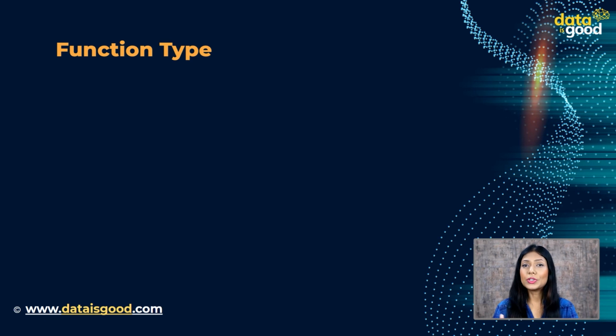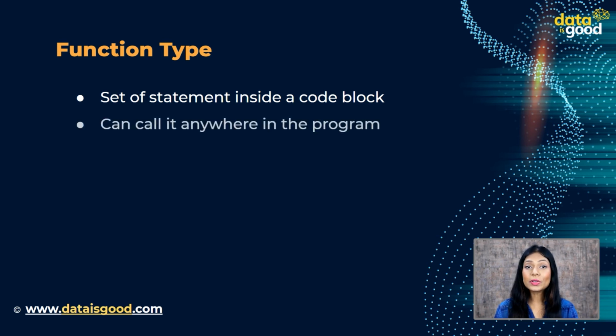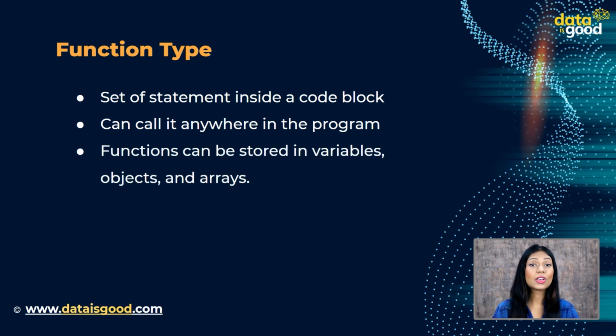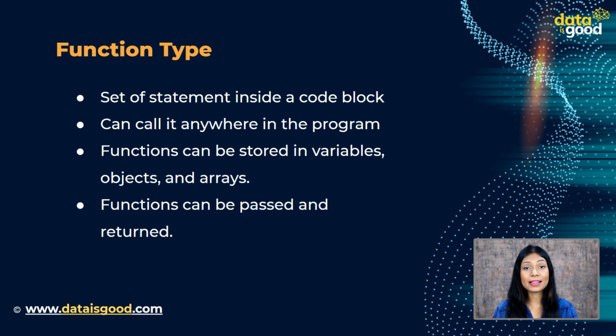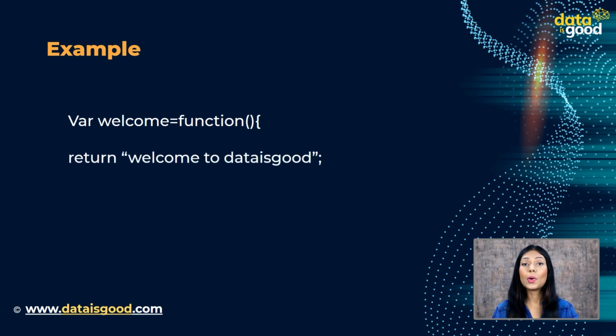JavaScript function type. You must be thinking how a function can be a data type. But in JavaScript, functions act as a data type which can be assigned to a variable. A JavaScript function is nothing but a set of statements inside a code block which is used to perform a specific operation, and this data type is of callable nature. So you can call it anywhere in the program whenever needed. Since functions are objects, it is possible to assign them to a variable. Functions can be stored in variables, objects, and arrays. Functions can be passed as arguments to other functions as well, and can be returned from other functions too. For example, var welcome = function() { return "welcome to Dataisgood"; }.